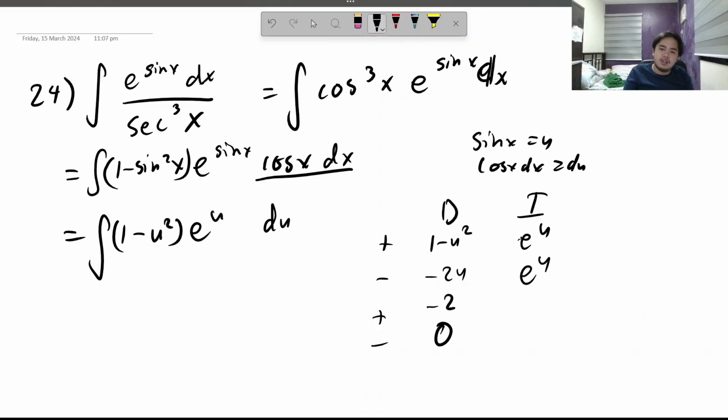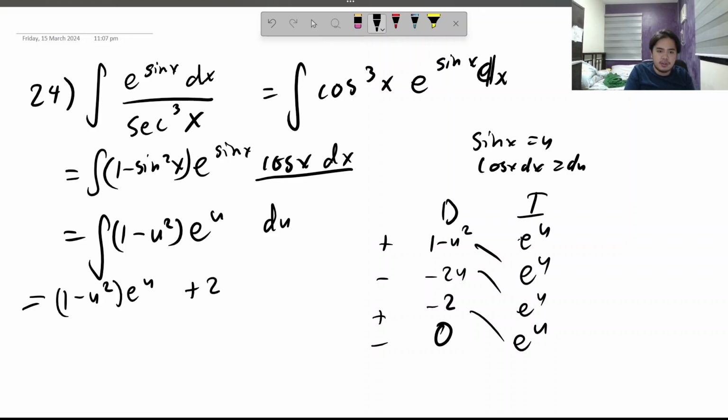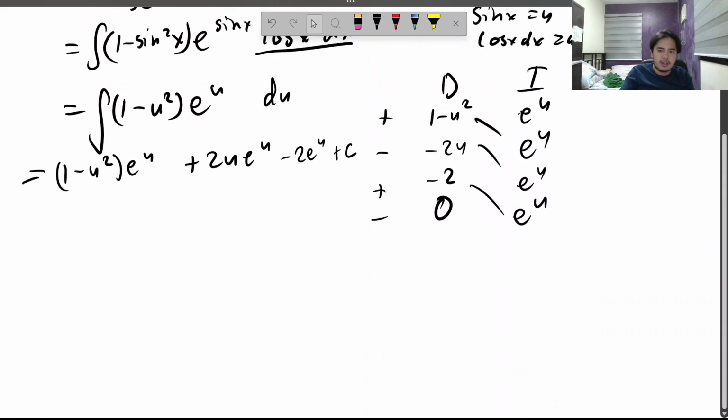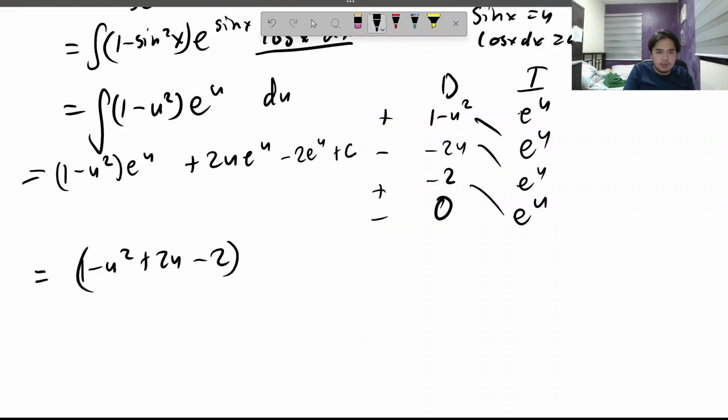e to the u here, e to the u, e to the u, e to the u. I think everyone knows what that is. So we multiply all of that. Positive 1 minus u squared times e to the u. Minus minus is plus 2u e to the u. Plus minus is minus 2e to the u. And that's the c. u is sine x. So let's combine all that together: 1 minus u squared plus 2u minus 2, times e to the u.